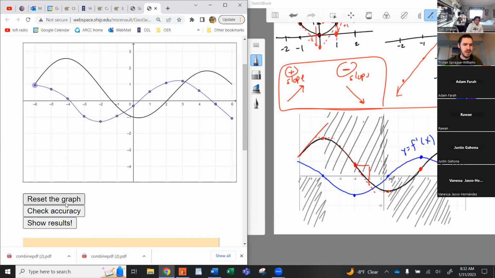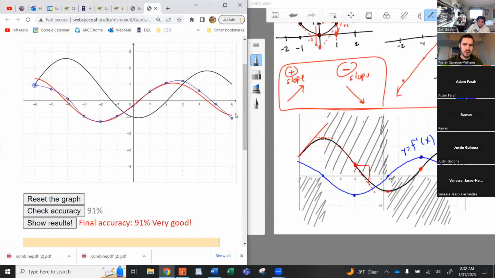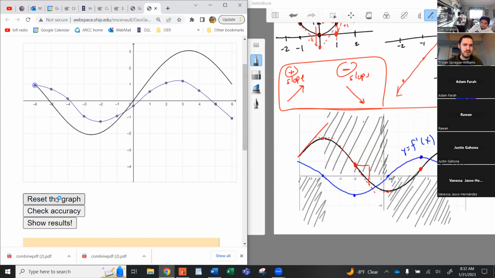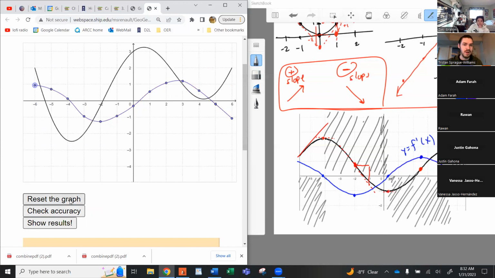And then I can say, check accuracy. And it says I'm 91% accurate. And I can show results. And then it shows me the correct graph of the derivative. And I can see how close I got. So this is a way that you can practice. And then you can reset, reset, reset, and practice the same exercise over and over again as many times as you want.